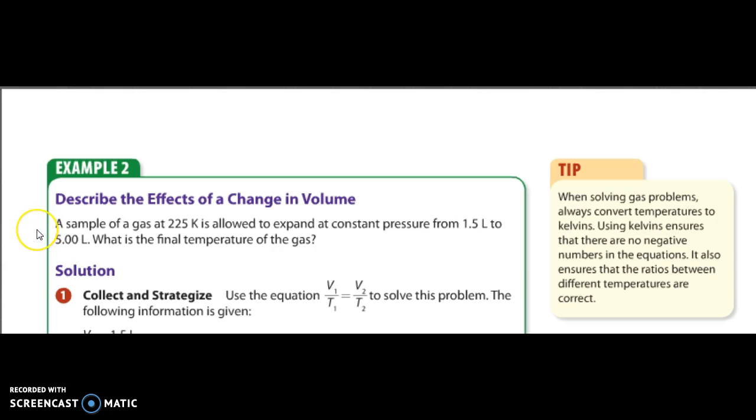All right, here's our next problem. A sample of a gas at 225 Kelvin is allowed to expand at constant pressure from 1.5 liters to 5.0 liters. What's the final temperature of the gas? So hit pause, do the whole equation. Tip: when solving gas problems, always convert temperatures to Kelvin, which they did. Using Kelvin ensures there are no negative numbers in the equation. It also ensures that the ratios between the different temperatures are correct.